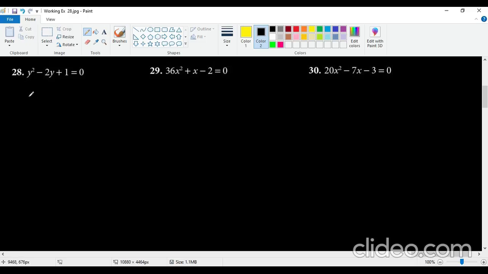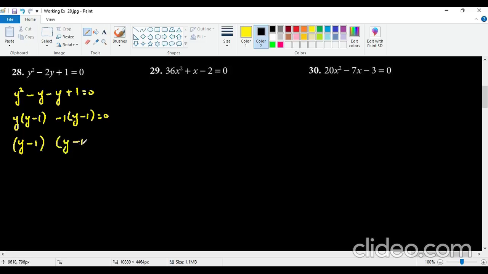Now it is pretty simple that y squared minus y and minus y gives us minus 2y and plus 1 equals 0. That means y is common. So y minus 1 in one bracket equals 0 and minus 1 like this. So y minus 1 and y minus 1 equals 0. So y minus 1 equals 0. That means y is equal to 1.